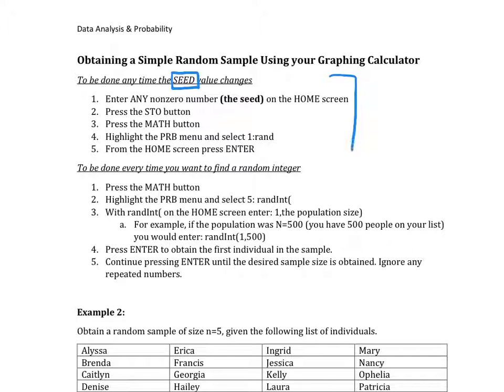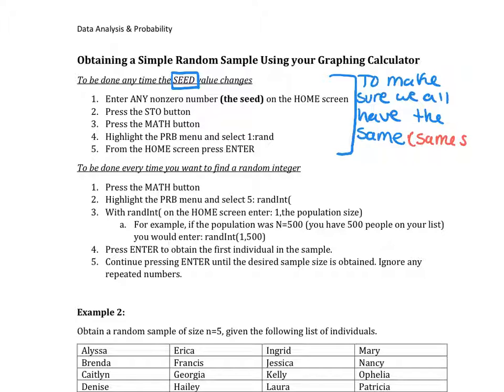So again, this part is to make sure we all have the same random numbers if we have the same seed, or different if we have a different seed. So it's important that you know how to do the seed, because like I said, on tests and quizzes, you're going to have to do that to get the same thing.